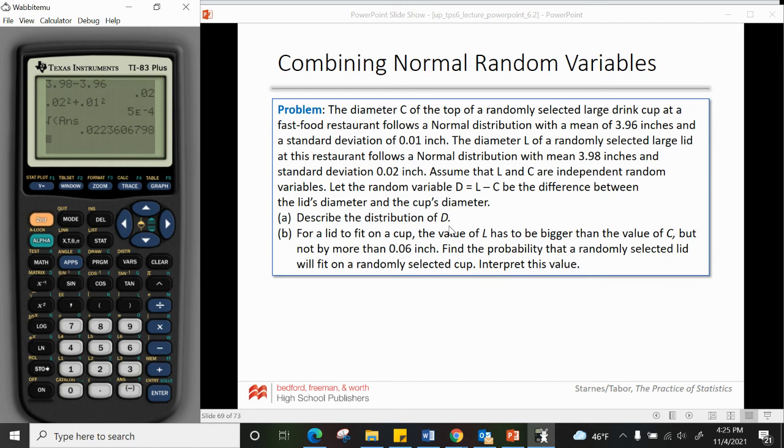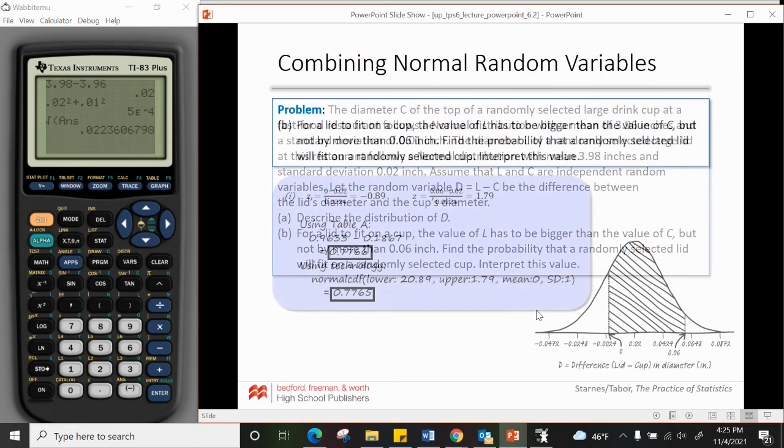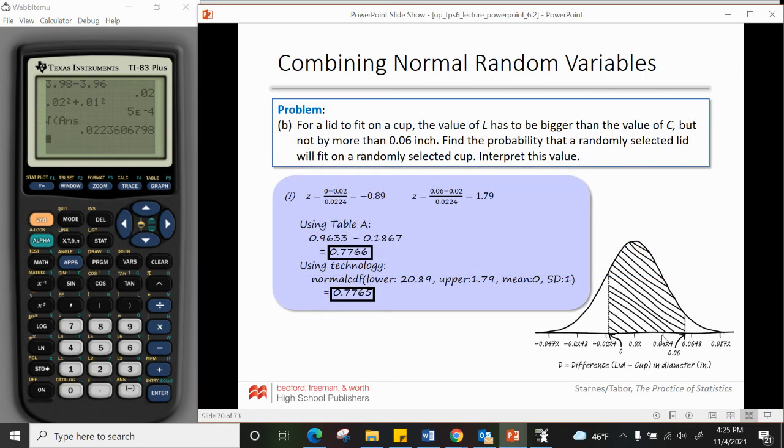All right, and now it has to be positive, right? I need L to be bigger than C, so L minus C has to be bigger than 0. That's going to be my one cutoff, and it can't be bigger than 0.06. So 0.06 is my upper cutoff. So I'm going to go from 0 to 0.06. If it's less than 0, the cup's bigger than the lid, so that doesn't work. And if it's bigger than 0.06, the lid's too big, it won't fit on. So I'm going to show you how to do it.